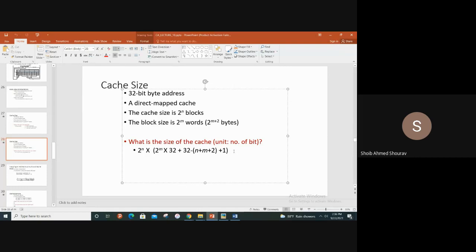Please respond. Yes, sir. Whenever you have to find out the number of bits, size of the cache, never find the exact value. Write the formula, replace this n and m with the values of it. Okay? Never try to find out the original value. Just replace n and m with their original value. And keep it like this. You are going to get full mark.